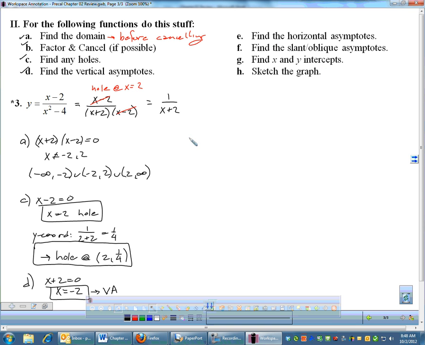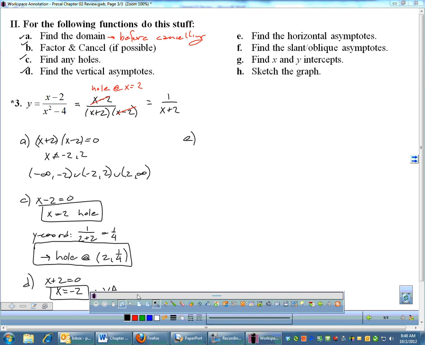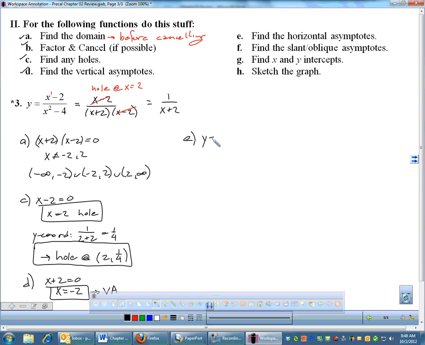Skipping on to E, horizontal asymptotes. Those are the ones where you look at the degree on top and bottom, and you can look either at the reduced or the original. It doesn't matter. I kind of like to look at the original. My top degree is 1, my bottom degree is 2. If the bottom degree is bigger than the top, your horizontal asymptote is y equals 0. So I've done E. The slant and oblique asymptotes. You only have a slant asymptote if the top degree is 1 more than the bottom degree, so there is none. Find the x and y intercepts.